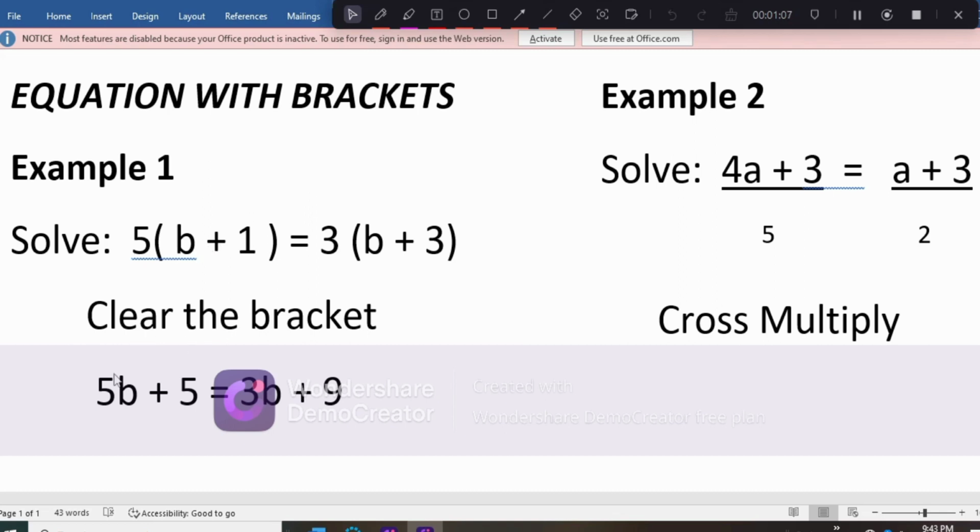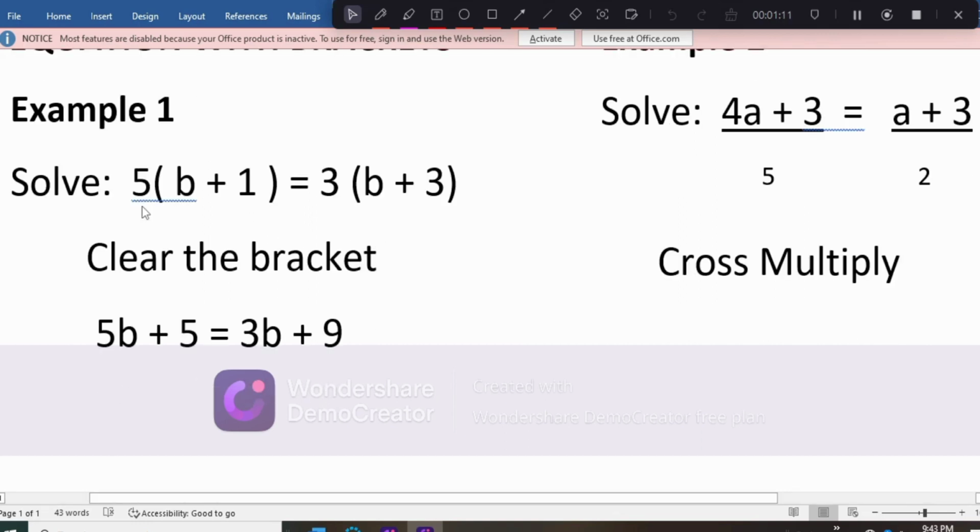5 times b will give us 5b, and 5 times 1 gives us 5. At the right hand side we have 3 times b is 3b, and 3 times 3 gives us 9. So the symbol plus is also written as shown.